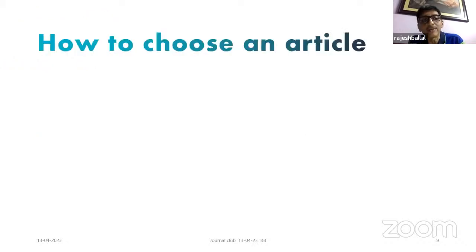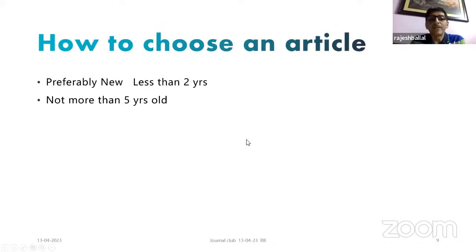Go on, sir. How to choose an article? There are certain good guidelines. Preferably, a new article should be less than two years old, preferably not more than five years.